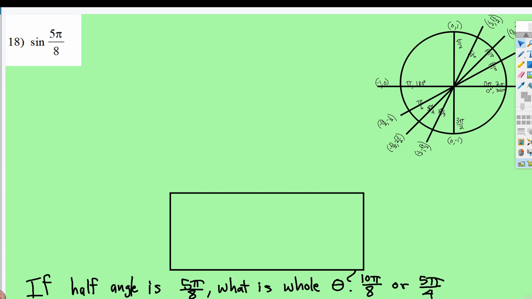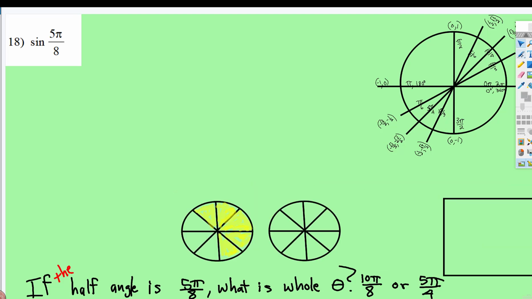Okay, now we're going to do the half angle for sine, and notice this time we're using radians. So if the half angle is 5 pi eighths, what would the whole theta be? Well, remember what I said, you could take half the denominator, but I want to show you visually what that could look like. So here you've got 2 pi's broken up into eighths. Well, 5 pi eighths is this much.